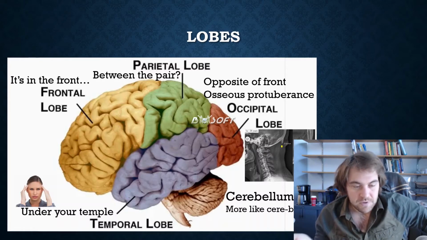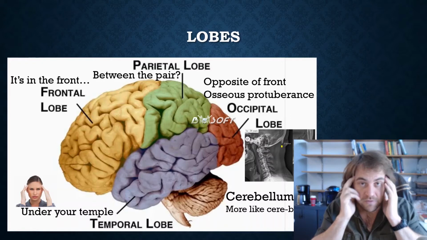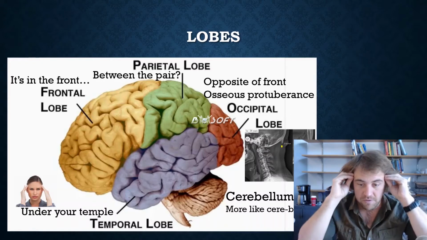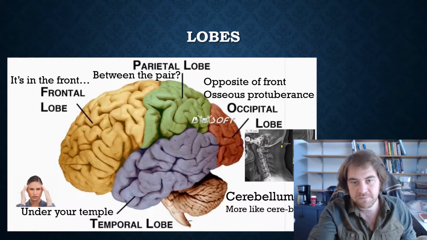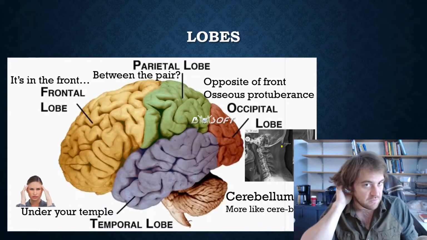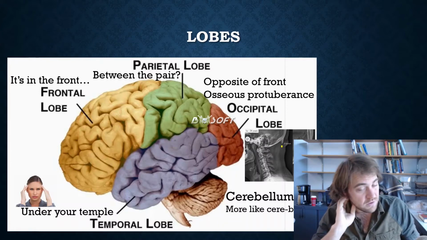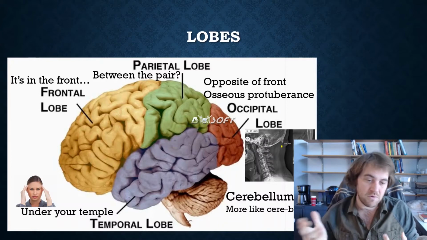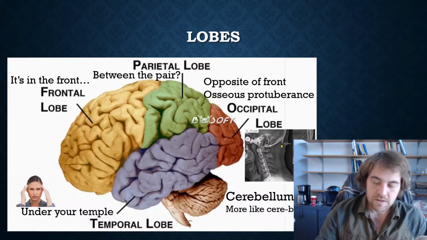The temporal lobe is underneath your temples right here, so that's temporal lobe. And the cerebellum, which isn't one of the main lobes of the cerebrum, is its own separate thing that we'll talk about, but cerebellum, below the brain. So that's one way that I remember that.